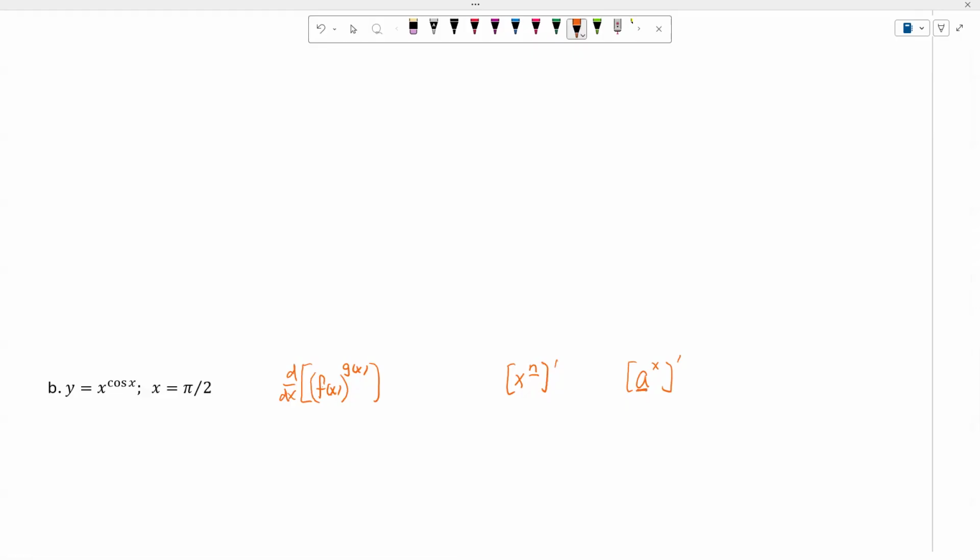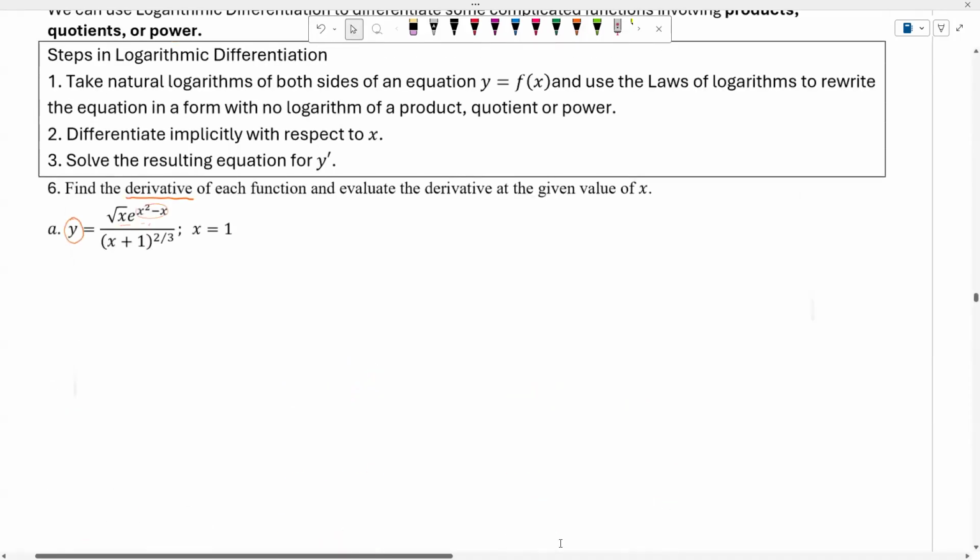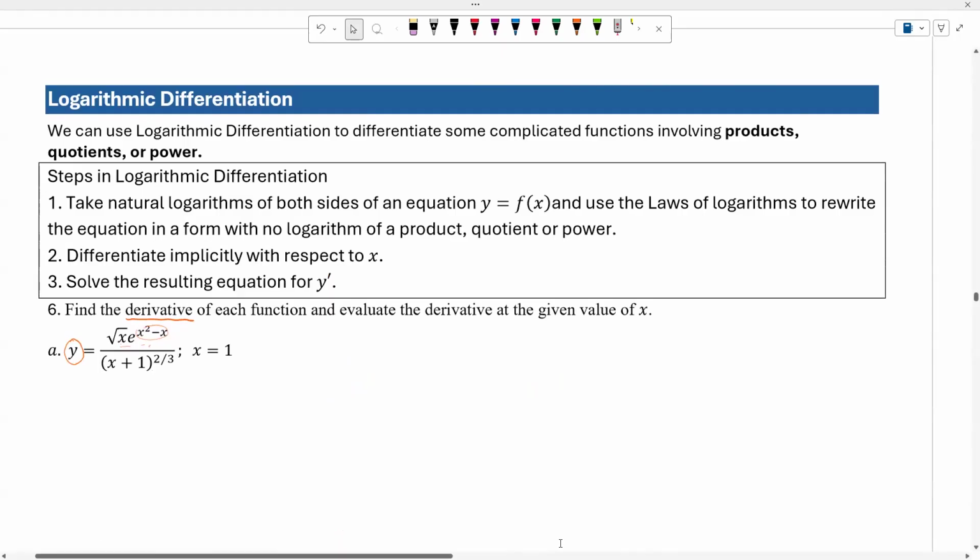Then how do we actually work this out? Fortunately, we have a technique that we call logarithmic differentiation. In this case, we can use logarithmic differentiation to differentiate some complicated functions involving products, quotients, and powers, just like the case that we have right here. How do we work out the problem? First, we would like to take the natural log of both sides of the equation y equals f of x. So the idea is kind of like this.